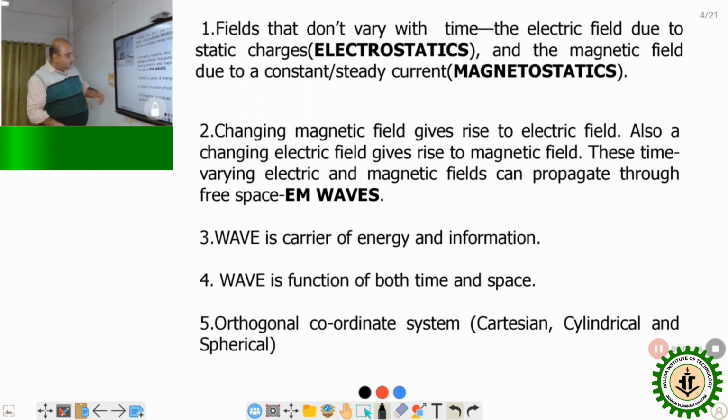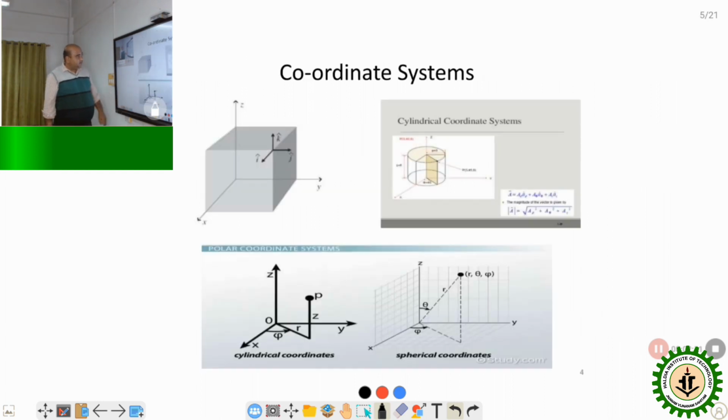For that reason, we come across different kinds of coordinate systems. Mainly the important ones are the Cartesian or rectangular coordinate system, the cylindrical coordinate system, and the spherical or polar coordinate system. Now this is the diagram of the various kinds of orthogonal coordinate systems. X, Y, Z represent the rectangular coordinate system. Rho, phi, Z represent the cylindrical coordinate system. In the spherical coordinate system, we have r, theta, phi. This is mainly used for the analysis of antennas to study the radiation pattern.